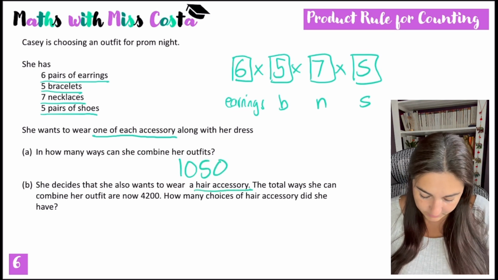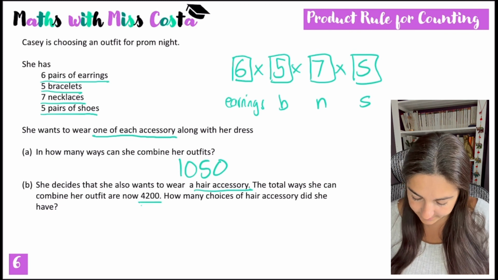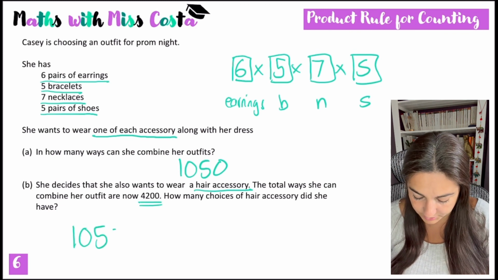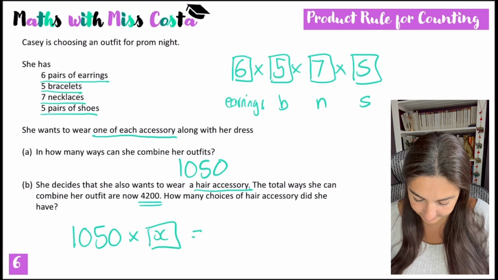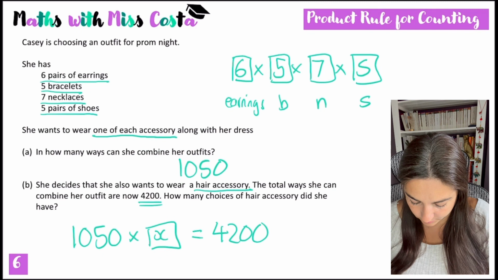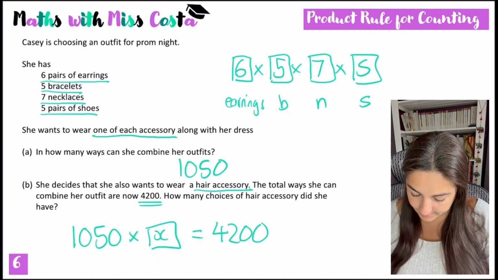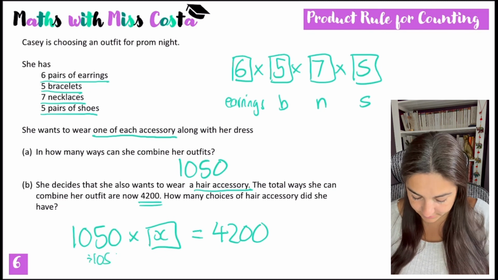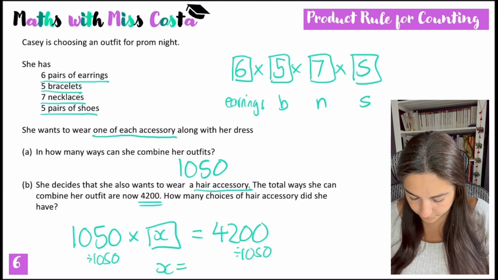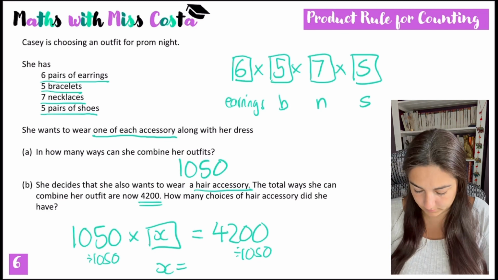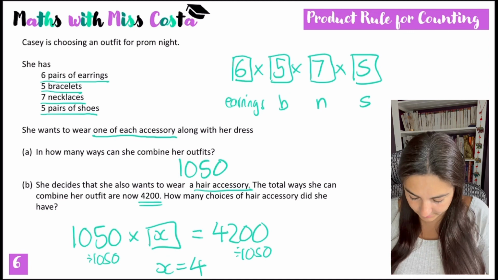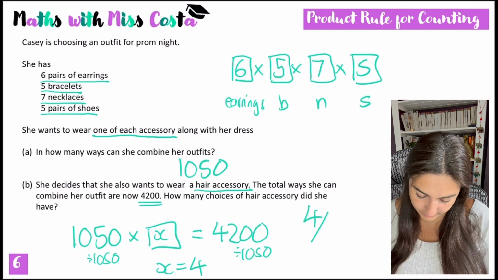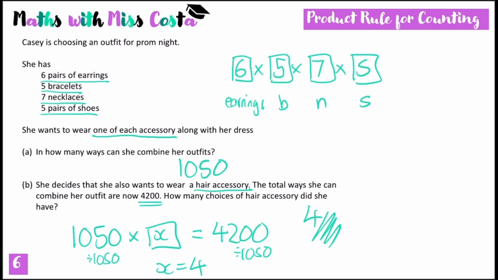Next part, she also decides that she wants to wear a hair accessory. The total ways she can combine her outfit are now 4200. So I know that my original combinations times by however many hair accessories she has must equal 4200. How many choices of hair accessory did she have? Well, if I divide both sides by 1050, x would be 4200 divided by 1050, which is 4. So she must have 4.